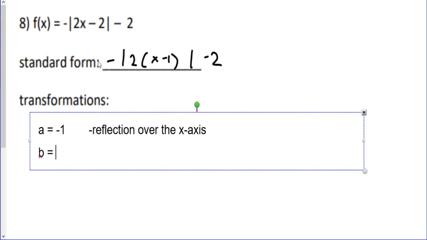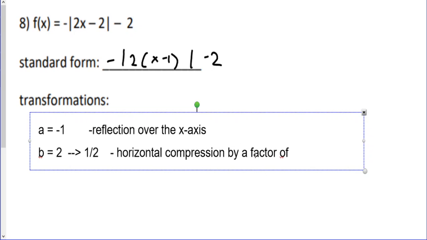I have a B value which is equal to 2. I'm going to flip that over and make it 1/2. Okay, and that's just going to cause a horizontal compression. I can't spell horizontal. Horizontal. There we go. Compression by a factor of 1/2.